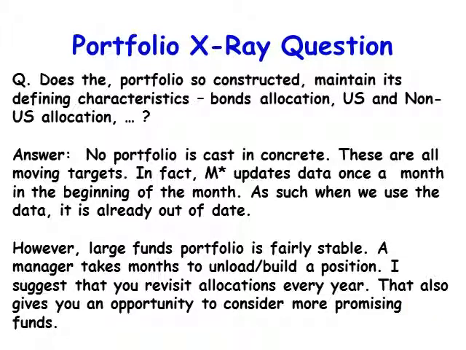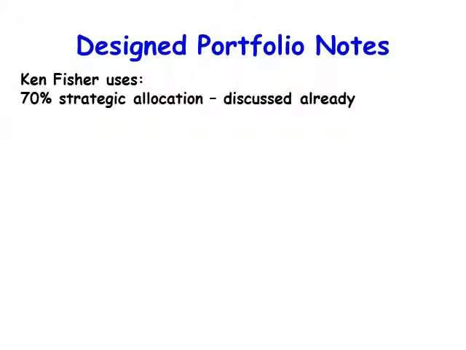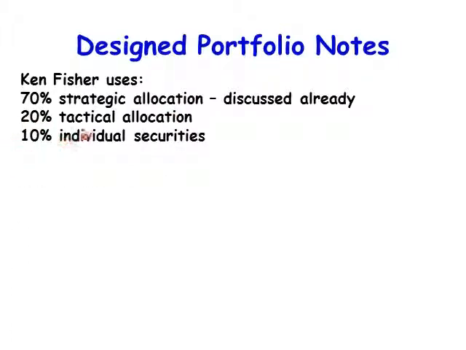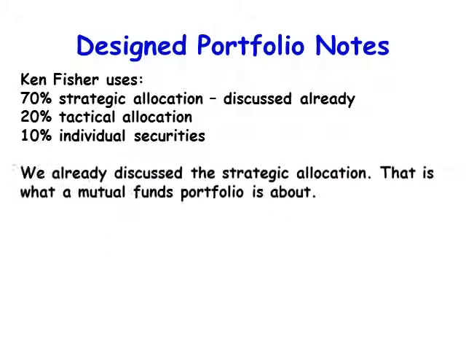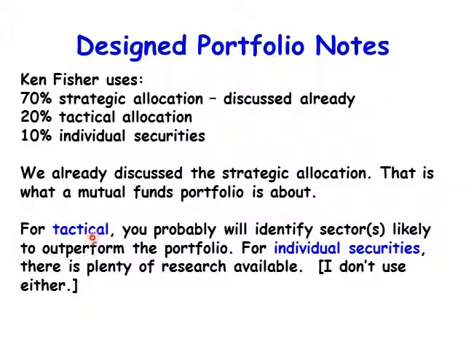Okay, let's continue. I ordered a booklet from Ken Fisher about the 15 minutes retirement solution, and that's just that 70% strategic allocation. We discussed only the strategic allocation. Then they use a 20% tactical allocation, and 10% individual securities. So Ken Fisher recommends using this allocation. We already discussed the strategic allocation, and that's what a mutual funds portfolio is about. For tactical, you probably will identify sectors likely to outperform the portfolio. And for individual securities, there is plenty of research available. I don't use either, so I stay with the mutual funds.